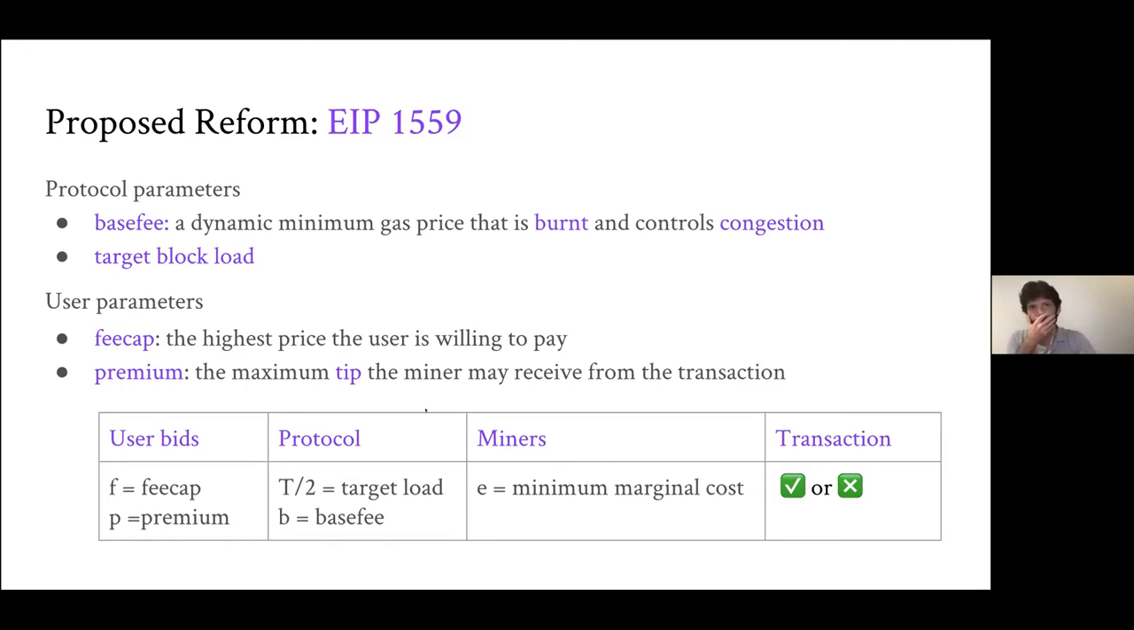All right. So these are effectively my parameters, and let's define as epsilon the minimum marginal cost of the miner. So this is effectively the minimum premium, the minimum tip that the miner expects for them to be willing to add you to the blockchain. Anything below that just does not make financial sense for them. And now depending on the combinations of all of these parameters, either your transaction will be approved or not. It will be added or not to the blockchain.